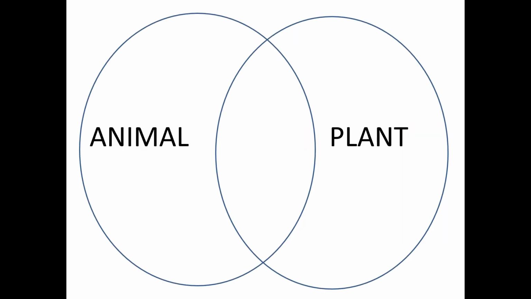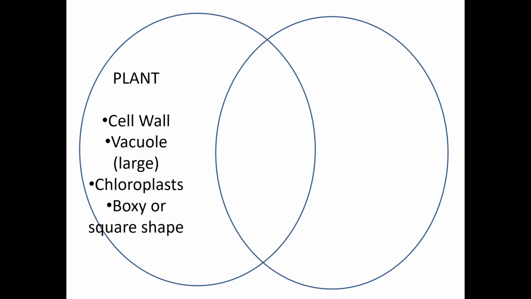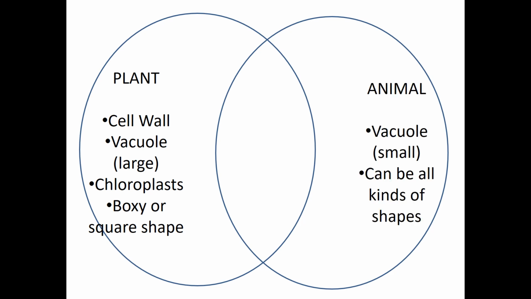So let's look at the difference between plant and animal cells. On the left, you have plant cells. And on the right, you've got animal cells. So the plant cell is going to have a cell wall, the animal cell is not. The plant cell is going to have a vacuole, and it's probably going to be a pretty large vacuole, or maybe even a couple of large vacuoles. If an animal cell happens to have vacuoles, it's going to be a small one, or small ones. Plants are going to have chloroplasts, animal cells won't. Plants are going to be boxy or square shaped, that geometric shape, and animal cells are going to have all kinds of shapes.